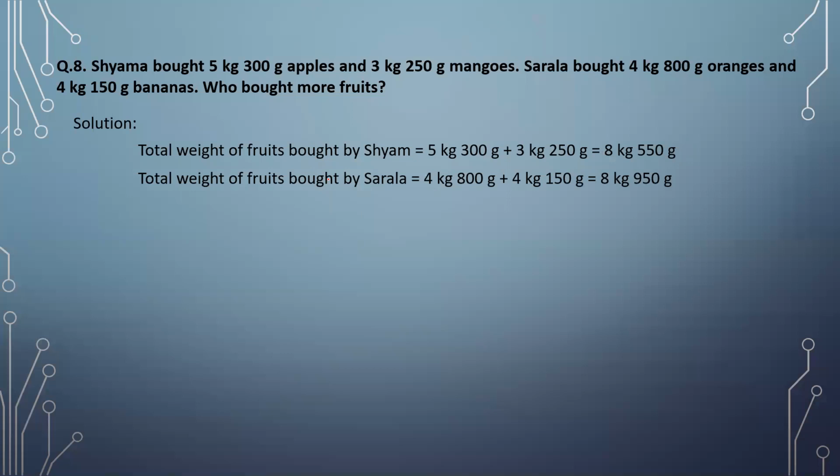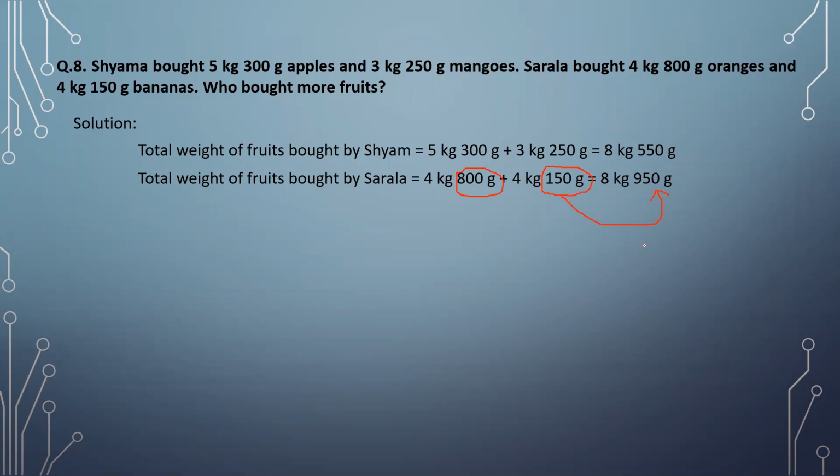So the total weight of fruits bought by Sarla can be calculated by adding those two values, 4 kilogram 800 gram and 4 kilogram 150 grams. Again we have to add the same units only. First we are going to add the gram values, and then the kilogram values. So 800 gram plus 150 grams: that addition is 950 grams. That is the first addition.